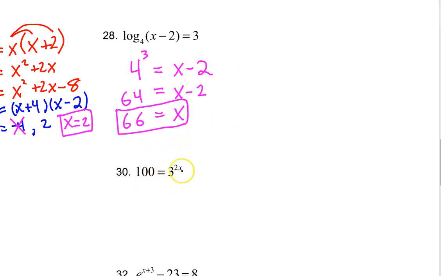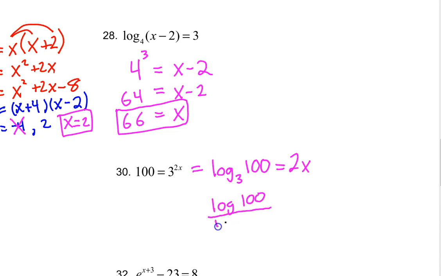So convert this to the logarithm format. The answer is the exponent. I know this is going to equal 2x. The base is 3. I'll have 100. Use the change of base, so we'll have log of 100 divided by log of 3 equal to 2 times x, and then we can divide that by 2, and that will give us our answer for x.